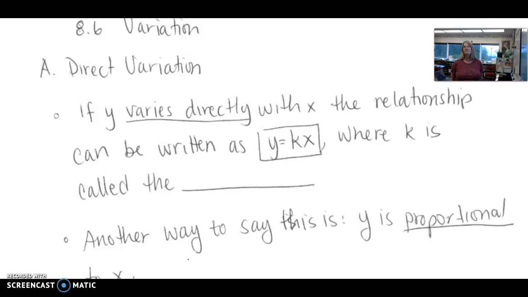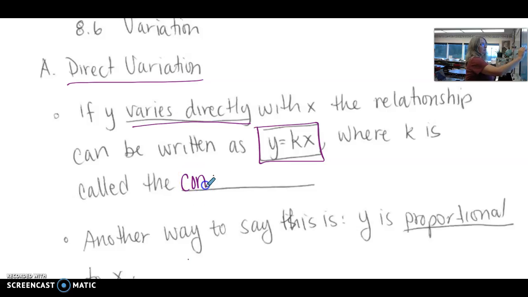Hey there. In this video, we are going to talk about something called variation. We're going to begin with direct variation. There's a couple ways to say this, but one of them is if y varies directly with x, the relationship can be written like this: y equals k, some number k, times x, where k is called the constant of variation.